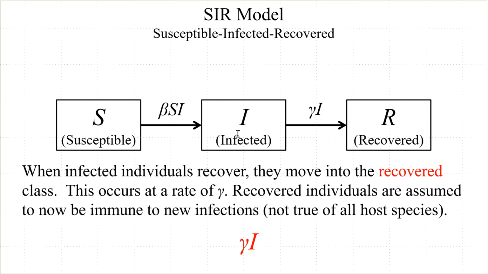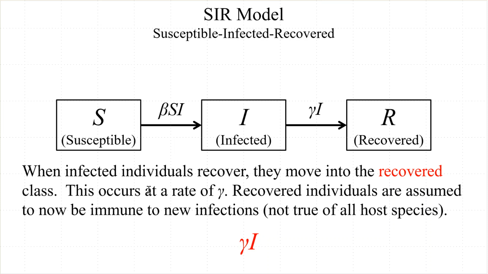Now, to complete the model, what we need are infected individuals to turn into recovered individuals. So that's why it's called an SIR model. Once individuals that are infected clear the infection, they become recovered individuals. And this occurs at rate gamma. So that's the Greek letter gamma.